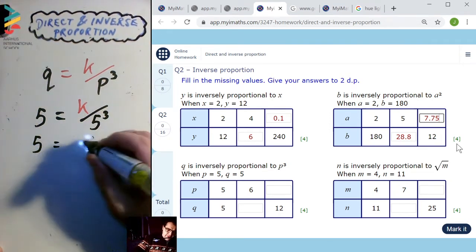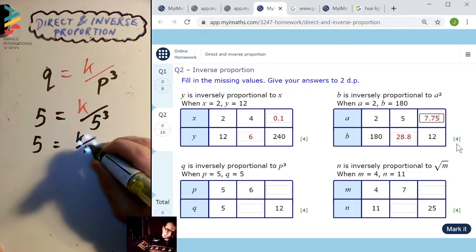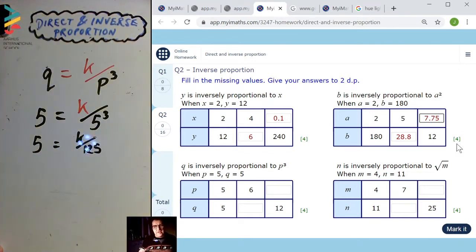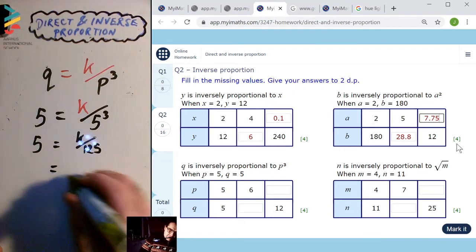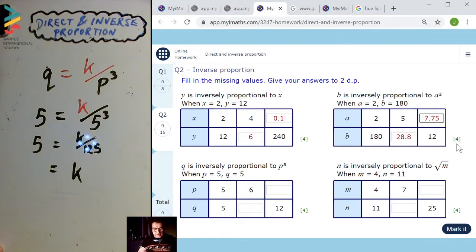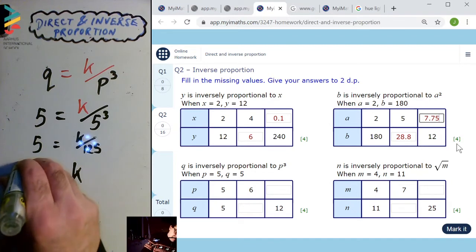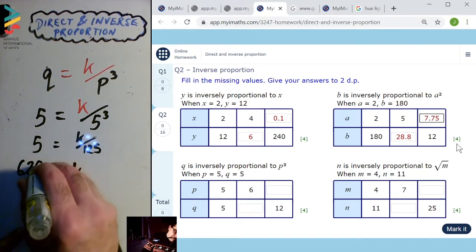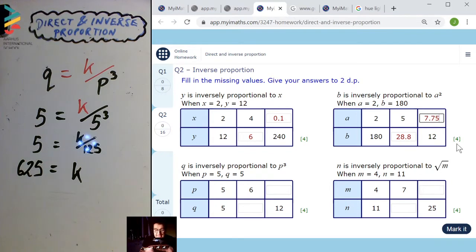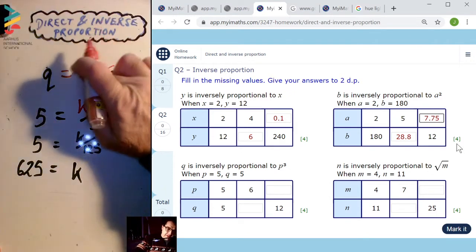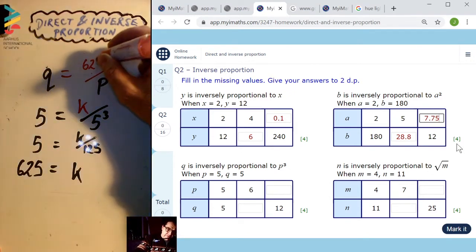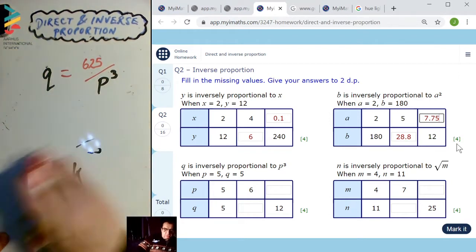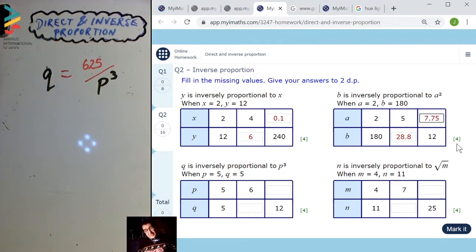So 5 cubed is 125. 5 times 5 times 5. 5 equals k divided by 125. So get rid of the fraction by multiplying by 125 to get a whole k. But then we've got to multiply by 125 the other side. So multiplying both sides by 125, we get that k is 625. So we can go back to the original thing and replace that k with a 625, and we figured out that the relationship between q and p is that q is equal to 625 divided by p cubed.